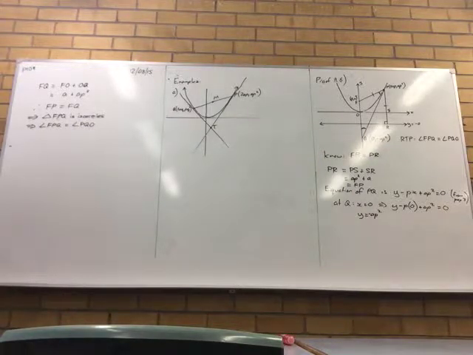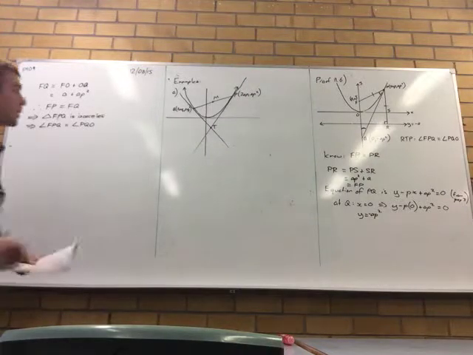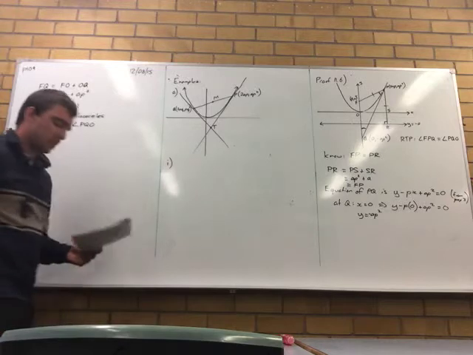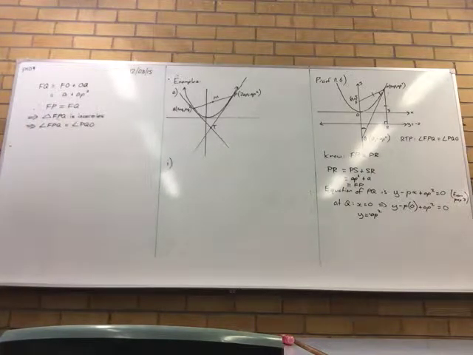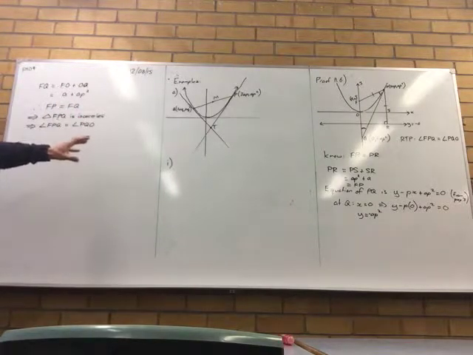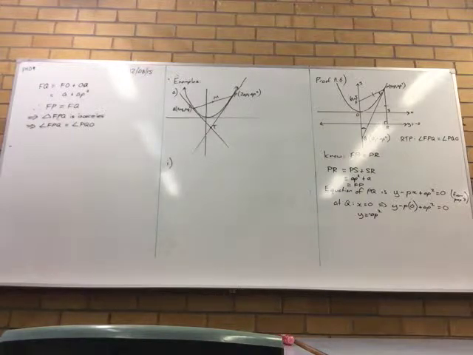Always start with the diagram. If you do nothing else on this question, start with your diagram. Show that the equation of the tangent at P is that. We're going to start from the start in terms of deriving everything, assuming we haven't remembered the formulas. So we need to show the equation of the tangent at P is that. How do I show the equation of a tangent?